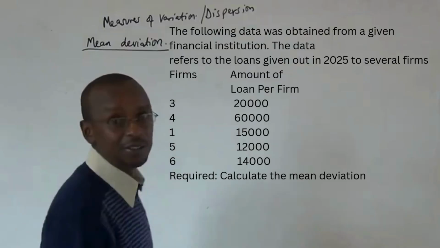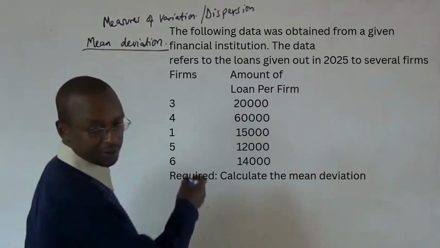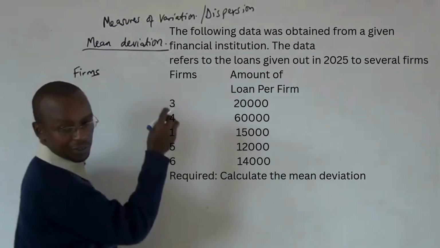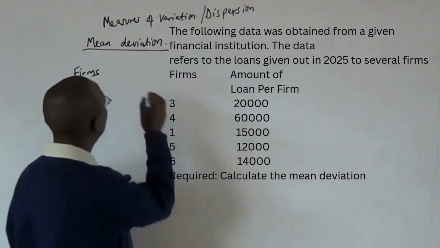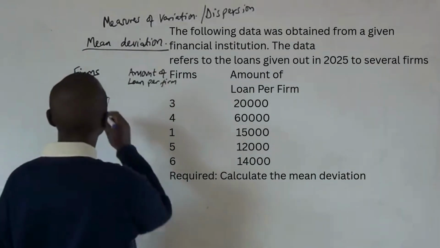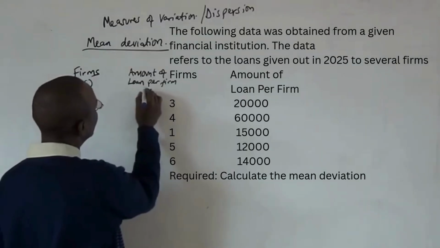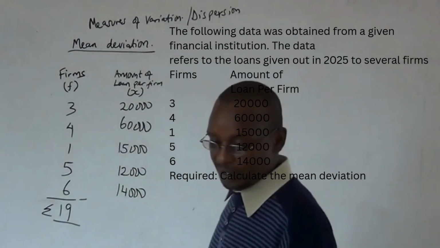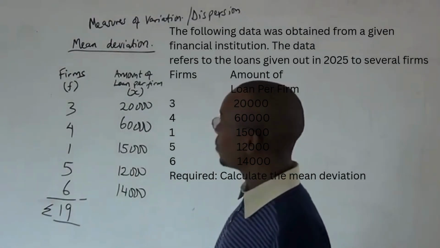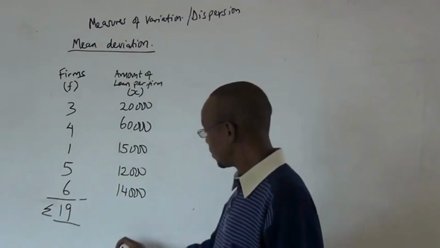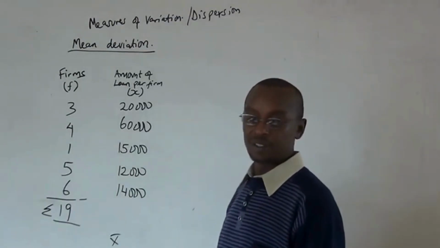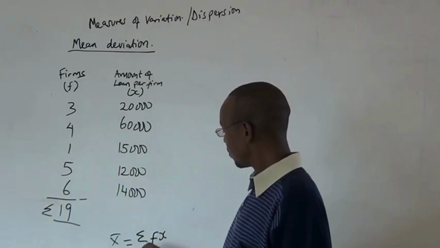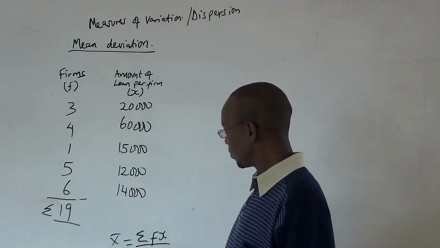Example 2. In this example, we have firms, then we have the amount of loan per firm. So this is F, this is X. From this data, calculate the mean deviation. First of all, you get the mean. And the mean here will be summation of Fx over summation of F.